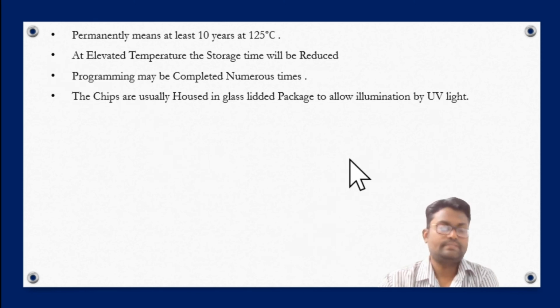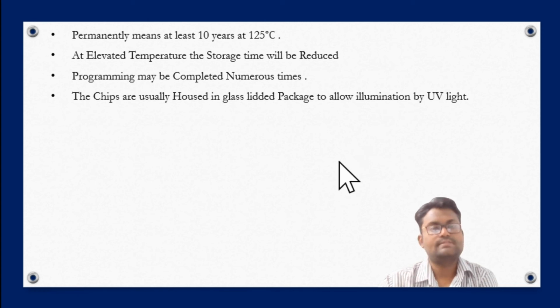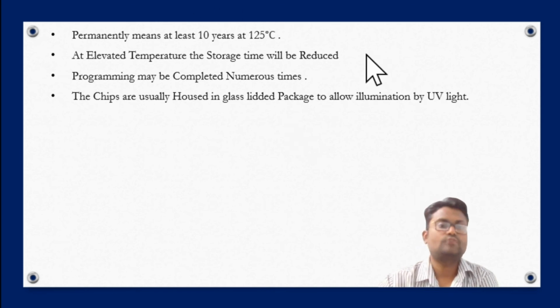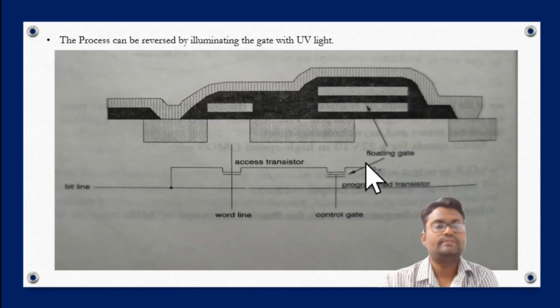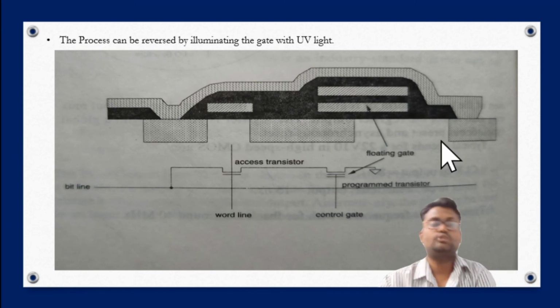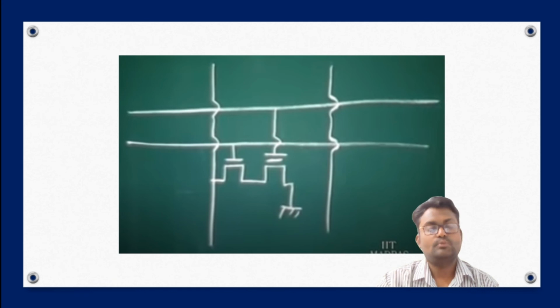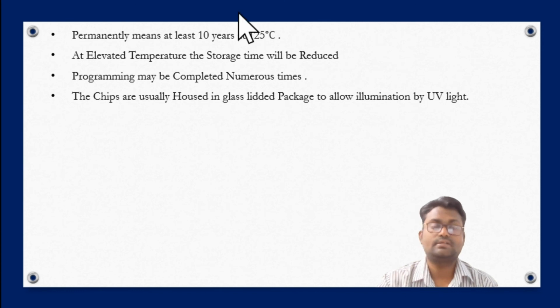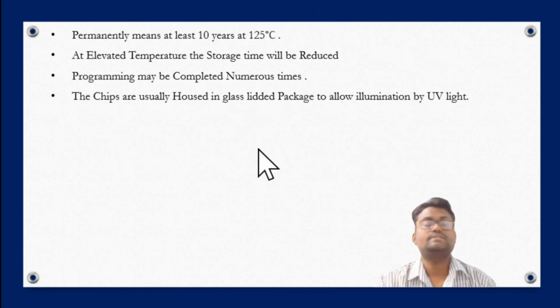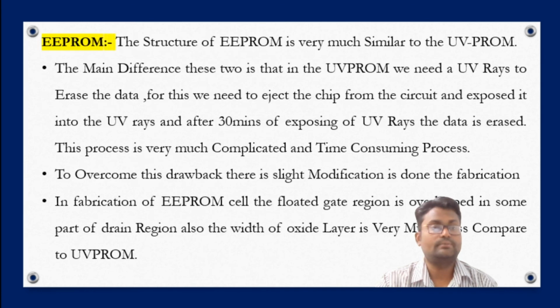But this memory cell also has some disadvantages. One of the disadvantages is that for erasing the data with this type of memory cell, we need to extract this memory structure and provide some UV rays into it to erase the data. And when we provide UV rays into it, then all the data stored in the memory cell is erased completely. This is the main disadvantage of this UV erasable memory cell.